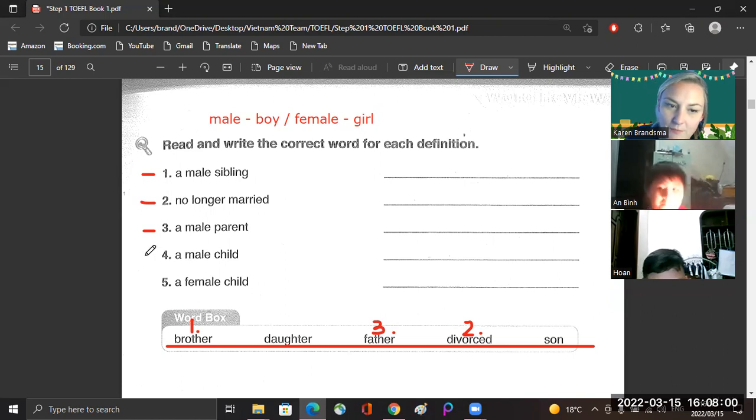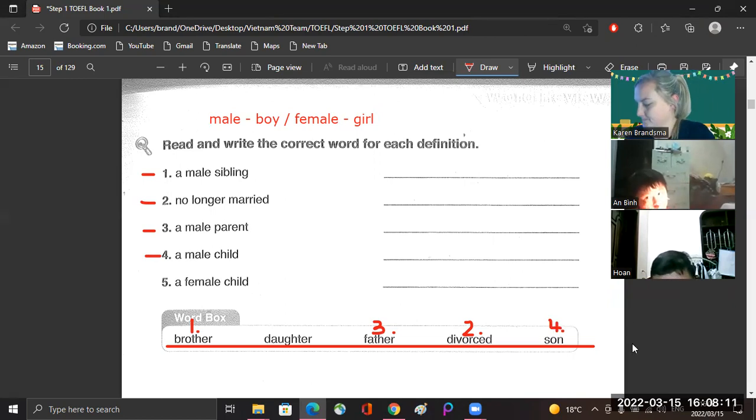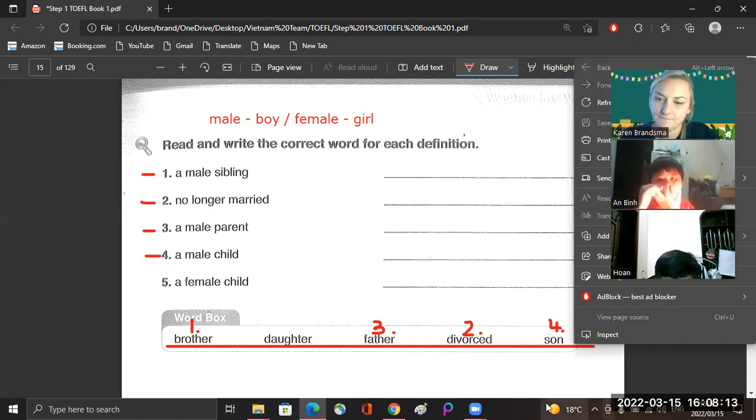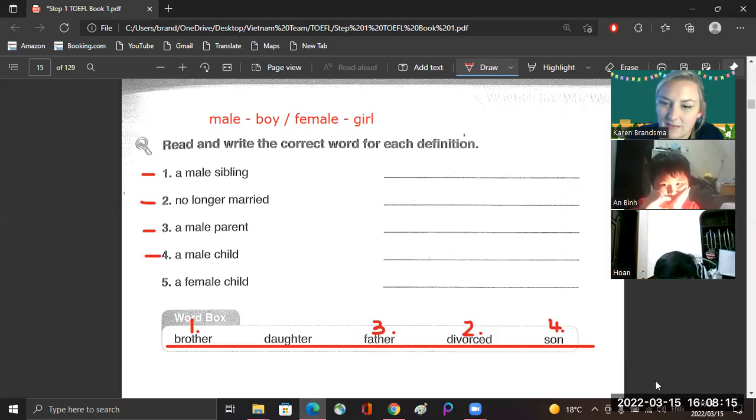Okay, Bin, you can read number four? A male child, son. Yes, good. Okay, Hoan, number five? A female child. Female is a girl. A female child is a daughter. Very good. Okay.